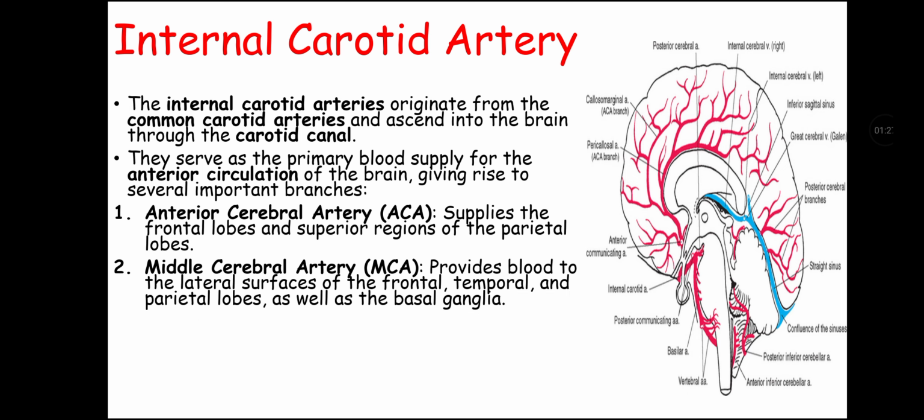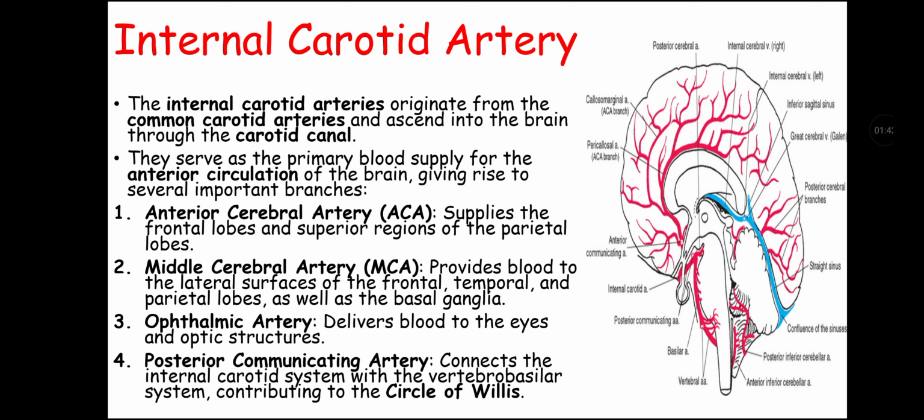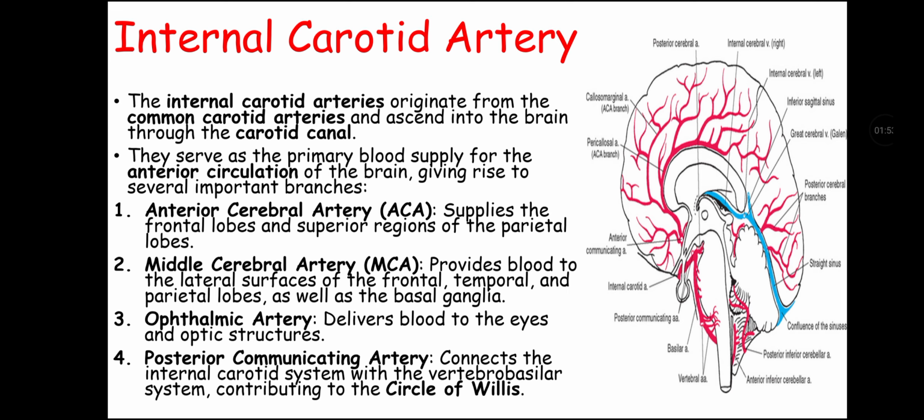The other branch is middle cerebral artery that provide blood to the lateral surface of frontal, temporal and parietal lobes, as well as it also supplies blood to the basal ganglia. Third branch is ophthalmic artery that deliver blood to the eye and optic structures, and fourth branch is posterior communicating artery that connects the internal carotid system with the vertebrobasilar system that contribute to the circle of Willis.